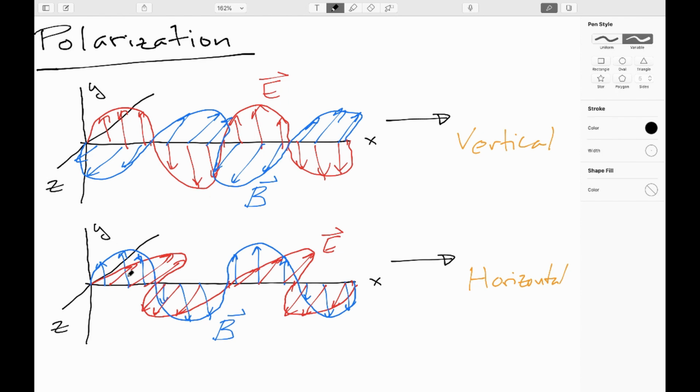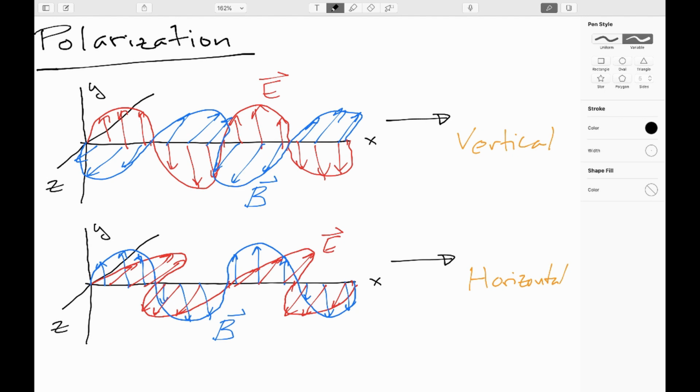Now, if the oscillations of the electric field are happening in the z-axis here, going in and out of the screen, then we would say that that corresponds to horizontal polarization. So if the waving of the electric field is up and down, it's vertical. If the waving of the electric field is in and back and forth, it's horizontal. And again, the magnetic field goes along for the ride, but as a practical matter, we don't detect that in almost any device.